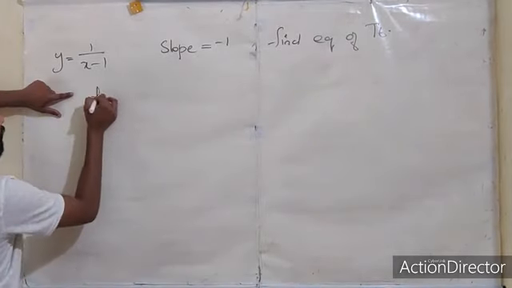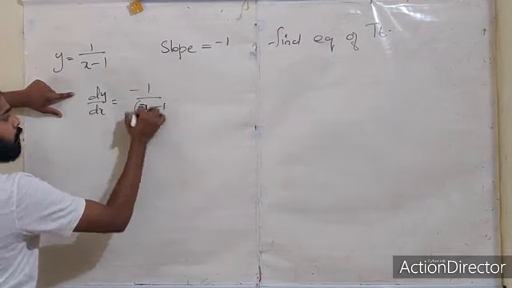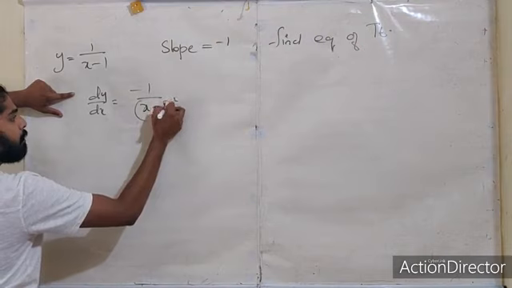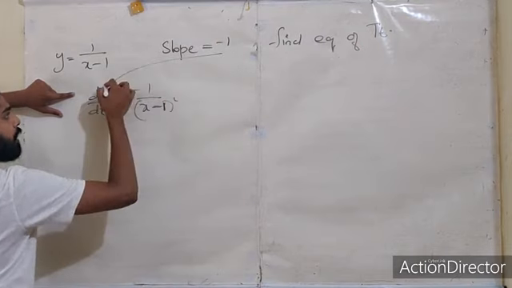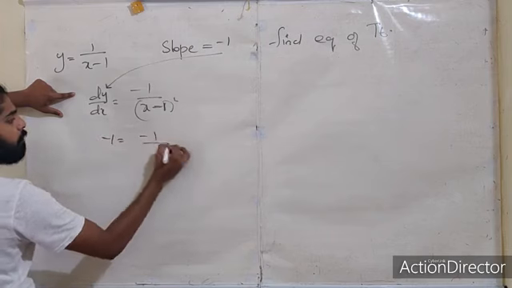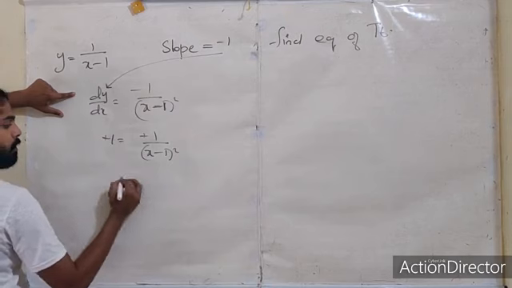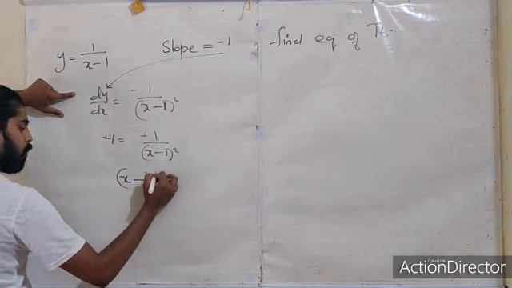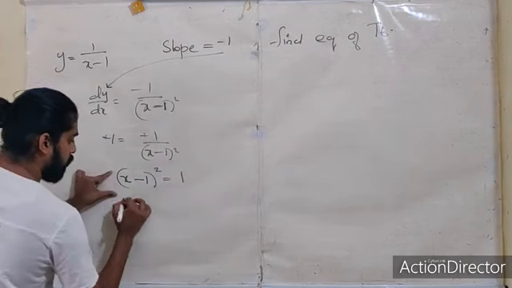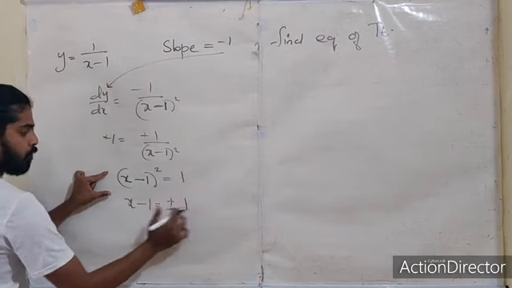So dy by dx equal to minus 1 by (x minus 1) whole square. Substitute the slope of the tangent, which is equal to negative 1. So negative 1 is equal to negative 1 by (x minus 1) whole square, cancelling both negatives. So (x minus 1) whole square equal to 1. So x minus 1 is equal to plus or minus the square root of 1, which is plus or minus 1.